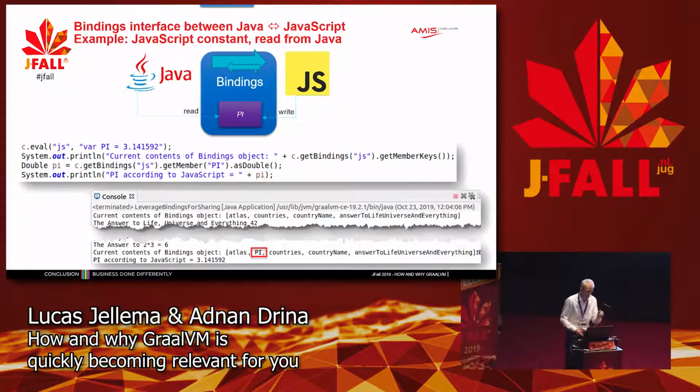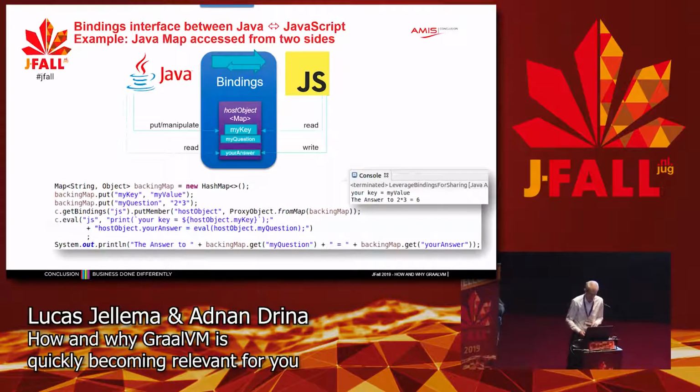We use an example of a JavaScript variable called pi. It's stored in bindings, and Java is then reading that variable. Of course, this particular example isn't necessarily very useful, but it gives you an understanding of what the bindings object is and how it really is shared between the two worlds, the two language contexts.